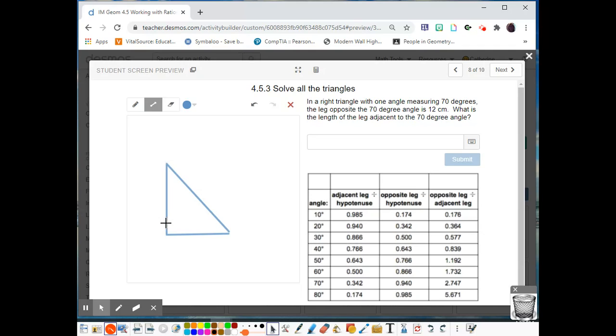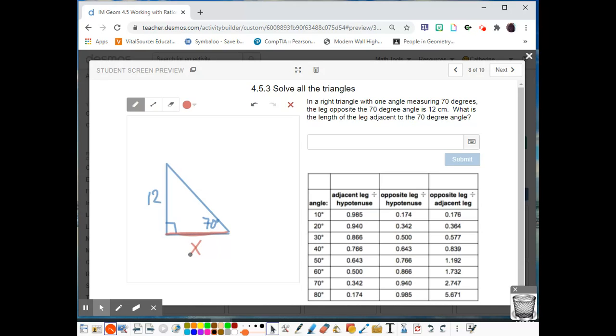And again, it doesn't matter. My sketch is probably not perfect. I probably do not have a 70-degree angle here, but the point is nonetheless to put in the numbers that we do have and say, oh, I'm going to call this one my 70-degree angle. I know that the leg opposite that 70-degree angle is 12. And I know that I'm going to try to find the length of the adjacent leg. So that would be this leg right here in red, and I'm going to call that one X.